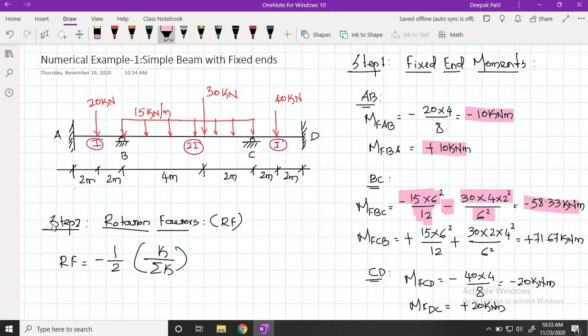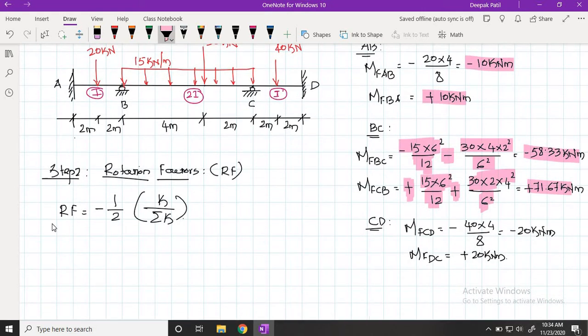Similarly, MF CB, for both the UDL and the point load, is a clockwise moment, so I'm using plus in both cases. Because of the UDL it is plus 15 into 6 square by 12 and because of the point load it is 30 into 2 into 4 square by 6 square, that you know already. So this comes out to be plus 71.67 kilonewton meter. Now when I come to span CD, the fixed end moment CD is given as minus 40 into 4 by 8, that is minus WL by 8, coming out to be minus 20 kilonewton meter, and MF DC is plus 40 into 4 by 8, which comes out to be plus 20 kilonewton meter.